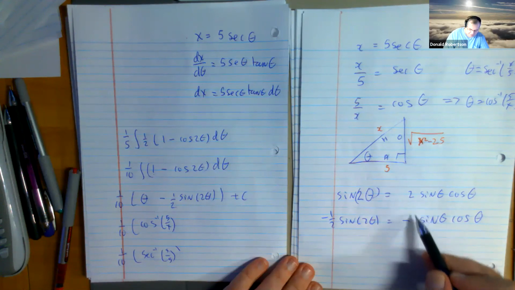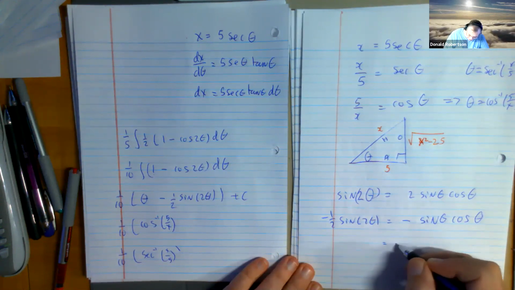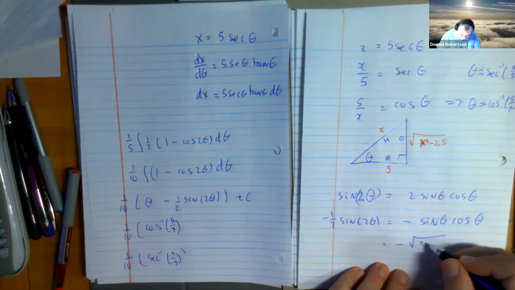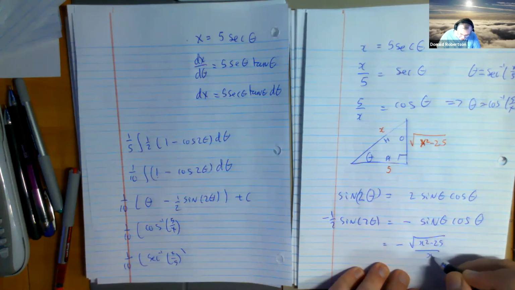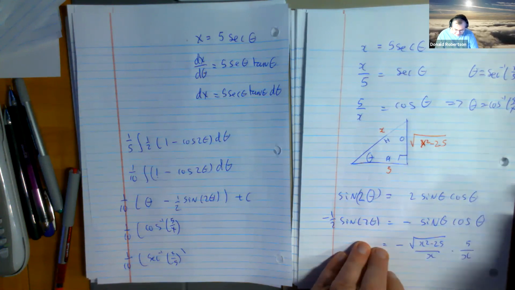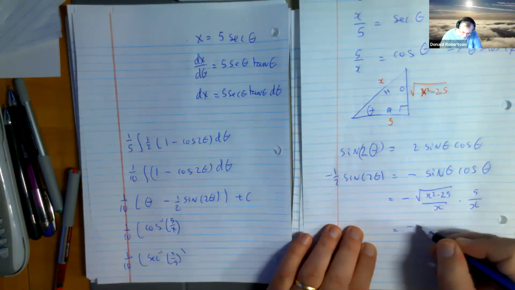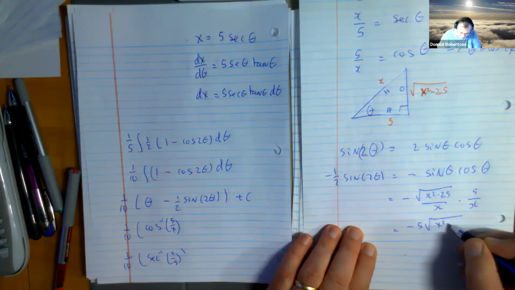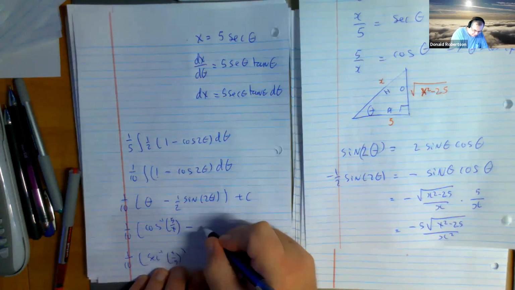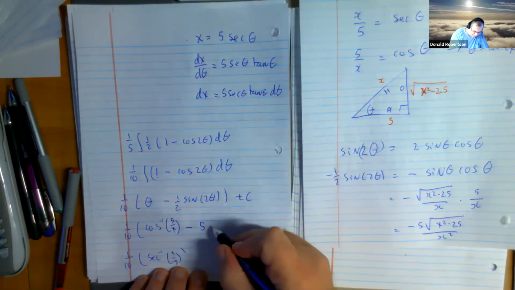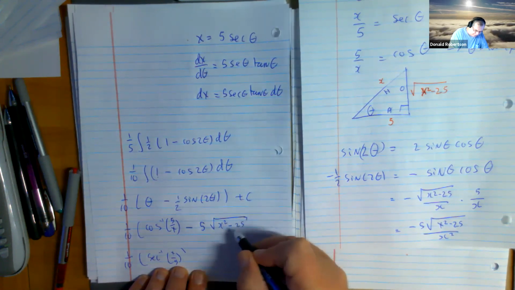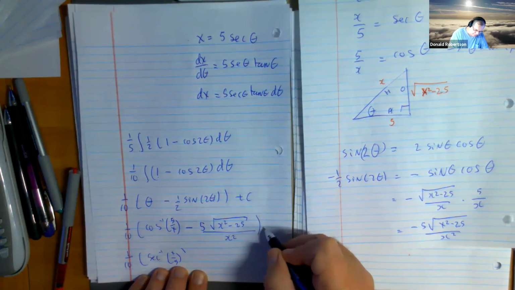Right, negative a half of this gets you negative 1. Right? And sine becomes opposite over hypotenuse, which is this guy. Cosine is adjacent over hypotenuse, which is this guy. And that becomes that guy, which means we have that answer.